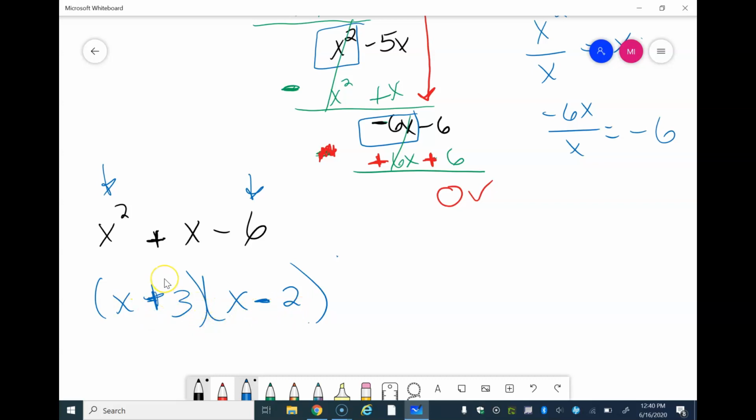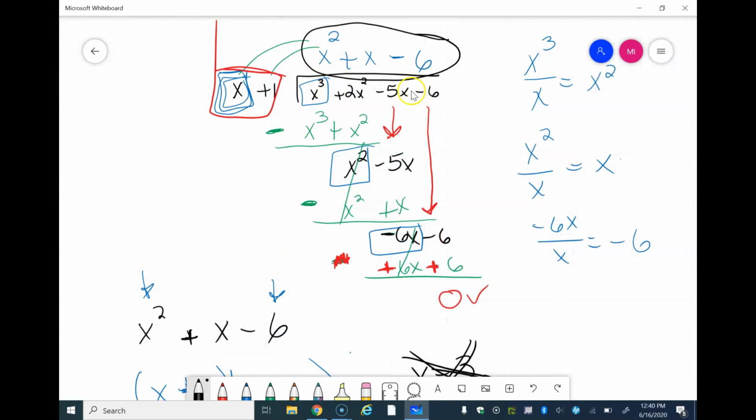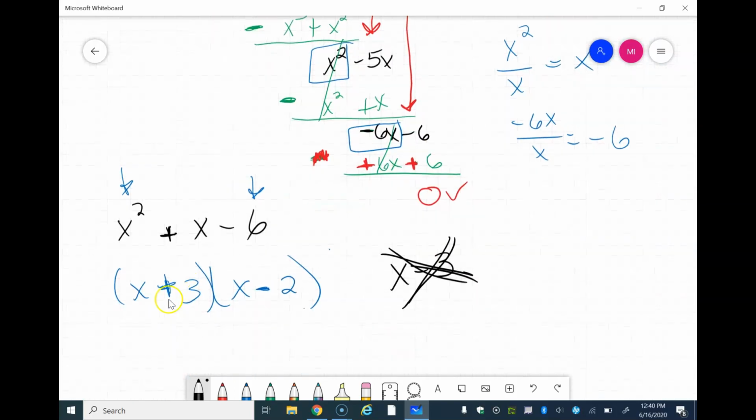Notice that we were trying to look for x minus 3 in the problem. That's because we don't see it. That's how we also know this is not a factor. So the factors for this one here are x plus 1, x plus 3, and x minus 2.